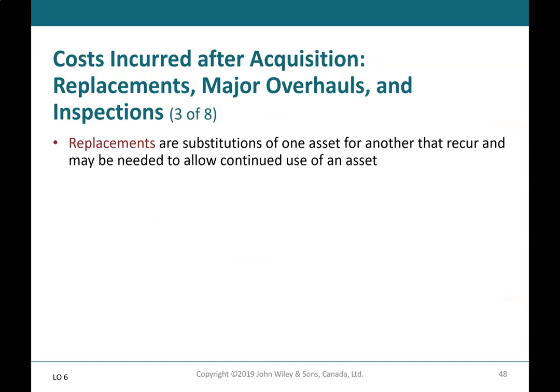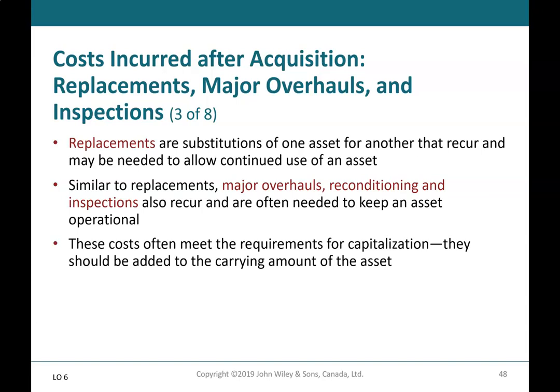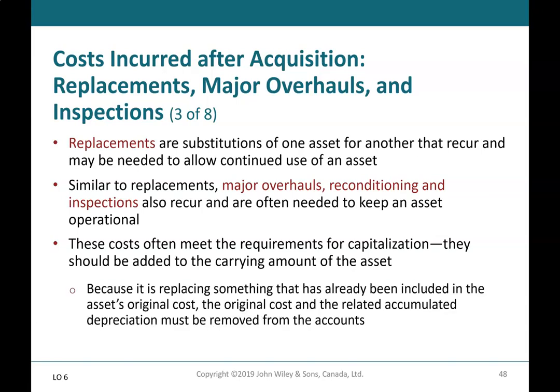Costs incurred after acquisition, replacements, major overhauls, and inspections, 3 of 8. Replacements are substitutions of one asset for another that reoccur and may be needed to allow continued use of an asset. Similar to replacements, major overhauls, reconditioning, and inspections also recur and are often needed to keep an asset operational. These costs often meet the requirements for capitalization. They should be added to the carrying amount of the asset.